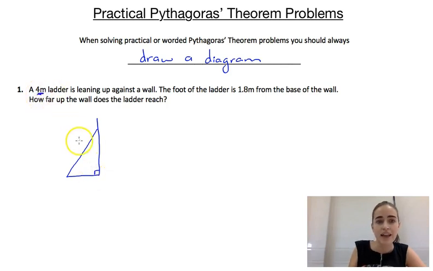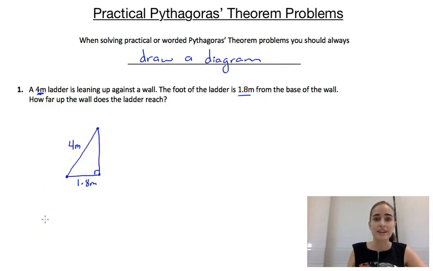It tells us that our ladder is 4 meters long. And it tells us that the foot of the ladder is 1.8 meters away from the base of the wall. So this is the base of the wall, and this over here is the foot of the ladder. So that's going to be 1.8 meters. I'm just going to get rid of this bit of wall that's up the top that we don't need. And then we're asked how far up the wall the ladder reaches. So we want to figure out how high that point is at the top of our ladder. So we're trying to find this height here.